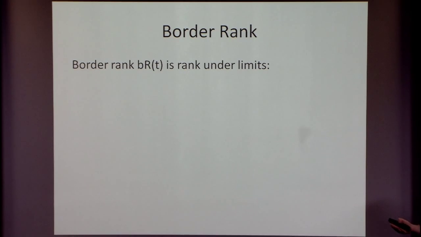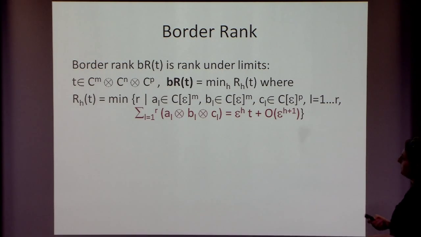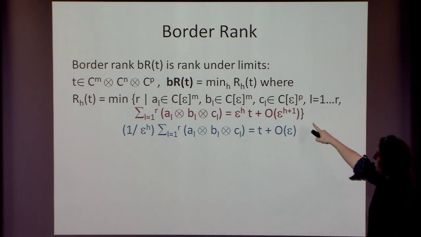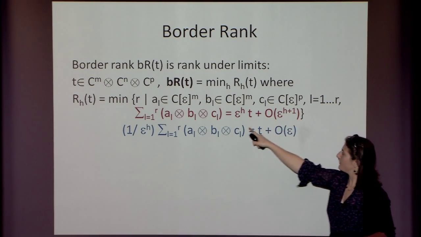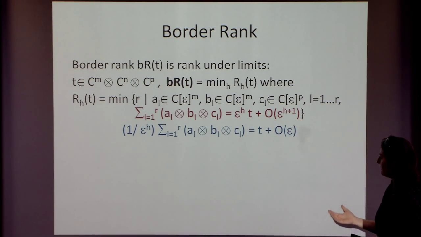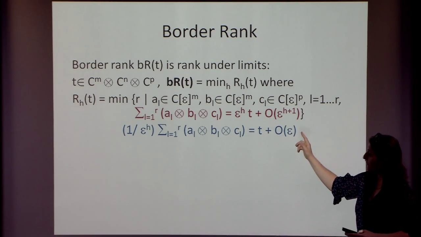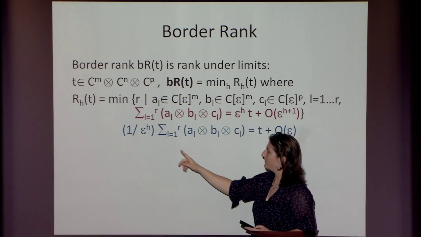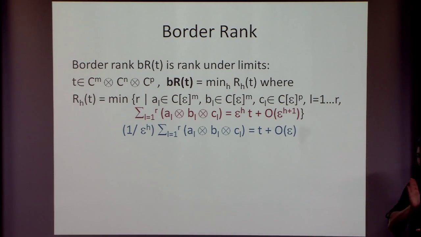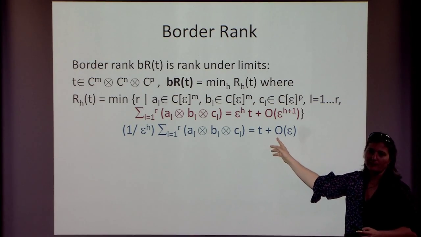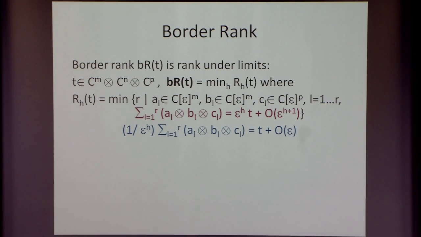In order to get into this, I have to mention something called the border rank, which is like rank under limit. This is a formal definition, but you don't actually have to stare at it too long. If you divide this red thing by epsilon to the h, this means that there is a sequence of tensors whose rank is always r. Let's say epsilon is some constant, and as epsilon goes to 0, this sequence of tensors goes to T. So we have a sequence of tensors whose rank is r and goes to T, and the border rank of T is then said to be at most r.